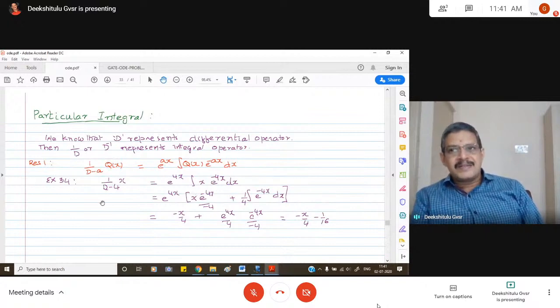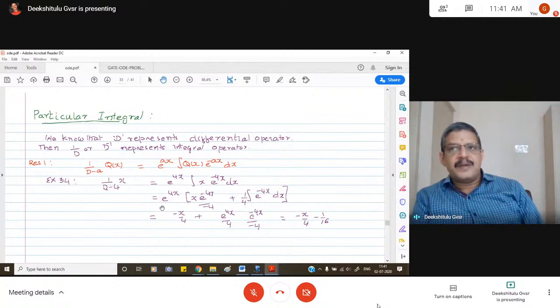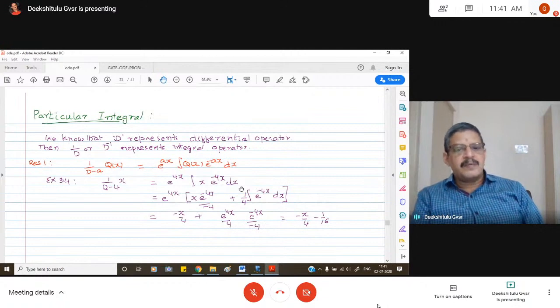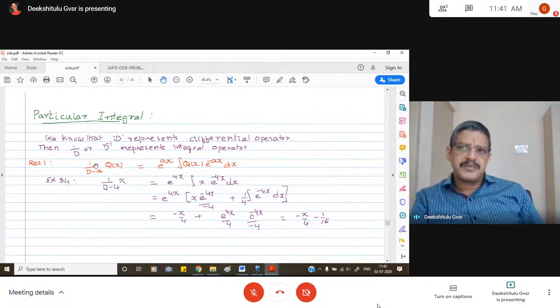So we have some standard results here. 1 by D of f of x means integral of f of x. With this basic idea, there are some important results for us. 1 by D minus a of Q of x is equal to e power ax into integral of Q of x e power minus ax dx. It looks like the solution of linear equations, because this expression is derived from linear equations only.